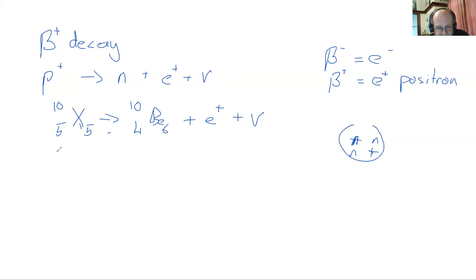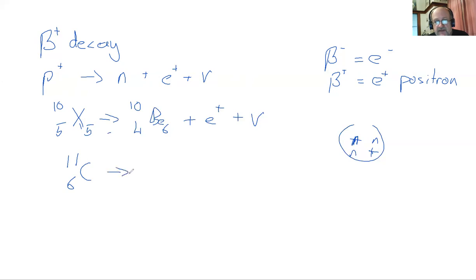So still the same. So what does actually do this? Well, in the hospital, they use oxygen 18. That's quite standard for positron emission. But we also get this with carbon 11.